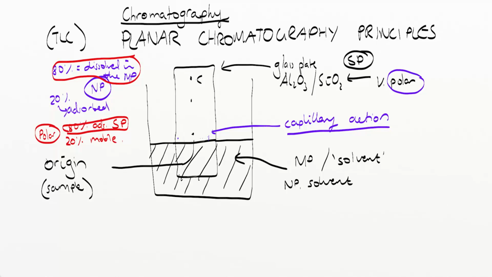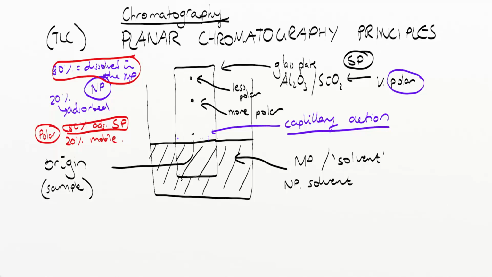This dot here would be the less polar substance, and this one over here would be the more polar substance. Because the more polar the substance, the more attraction it has to the stationary phase, and therefore the more time it spends stuck onto the stationary phase and not moving, so it doesn't move as far. So this is like the boat in our race example.